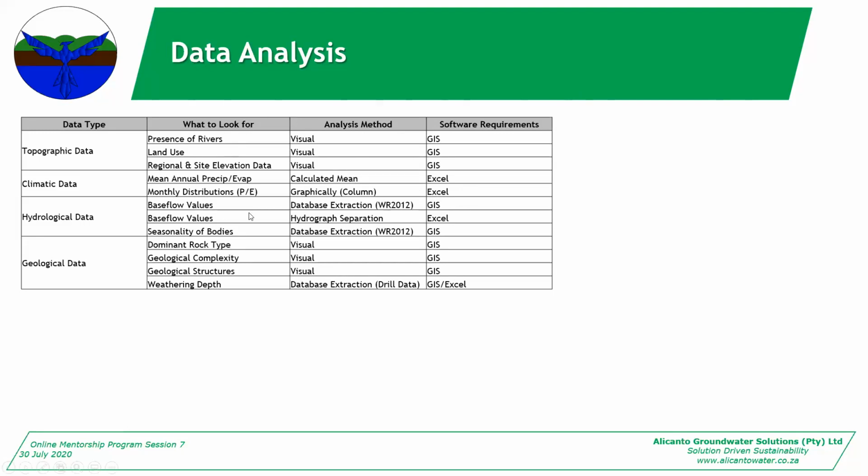Hydrological or surface water. What's important is the base flow, so that you can either get directly from a database such as the WR 2012 in a GIS package, or if you have river flow data, you can do a hydrograph separation in Excel.